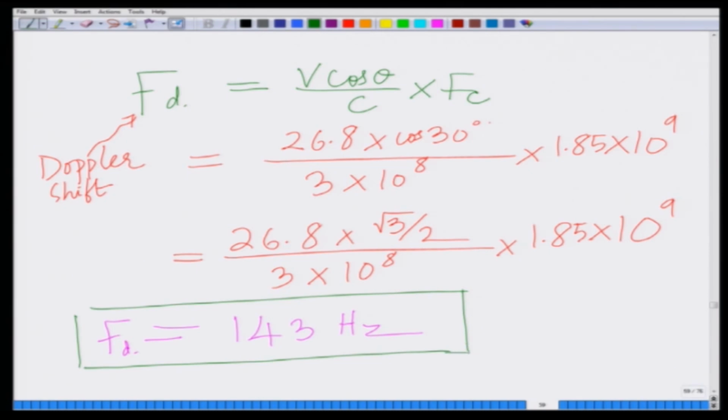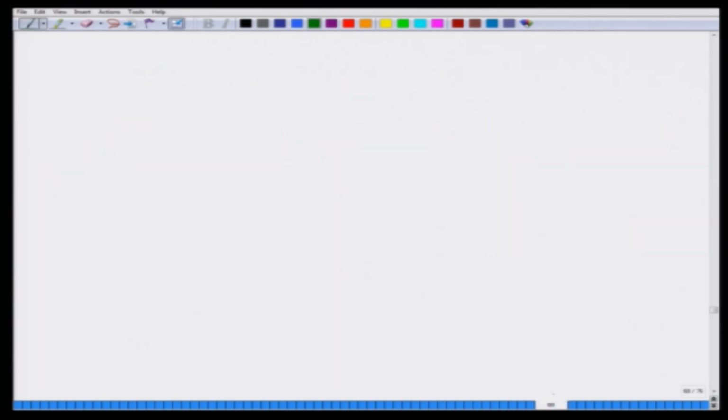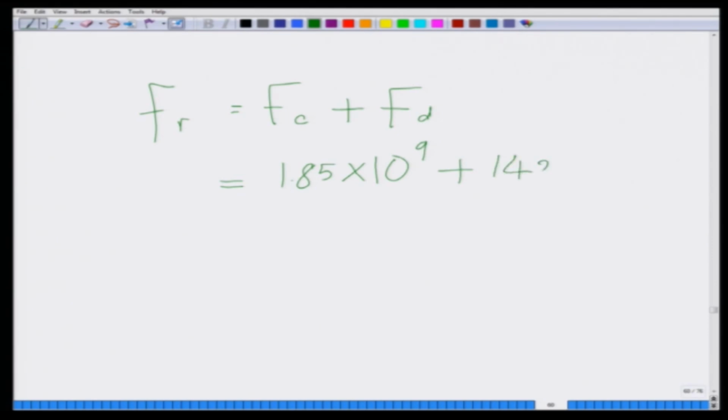So, the Doppler shift for this scenario is given as 143 hertz, that is for a vehicle moving at 60 miles per hour at an angle θ equal to 30 degrees and carrier frequency 1.85 gigahertz. We have calculated the Doppler shift as 143 hertz, and the received frequency, that is Fr, equals Fc plus Fd, which is equal to 1.85 gigahertz plus 143 hertz. This is the received frequency.